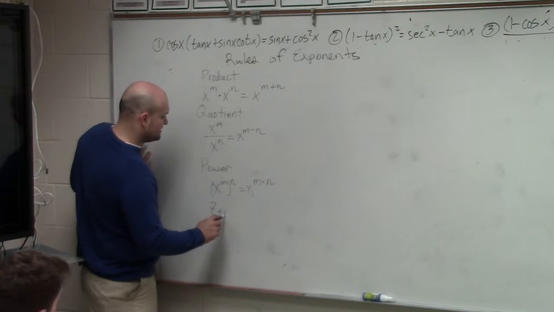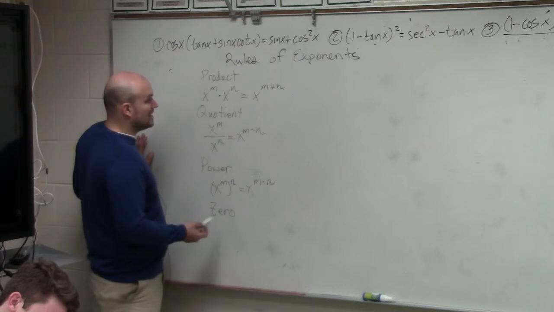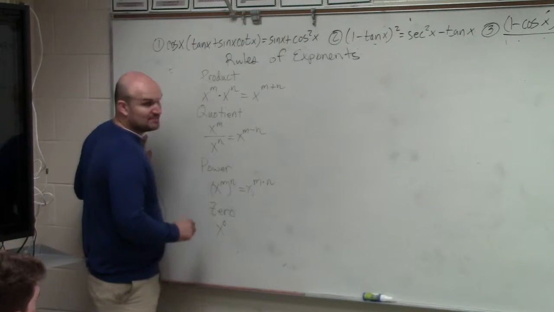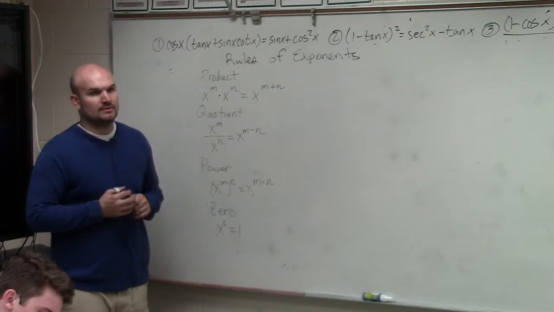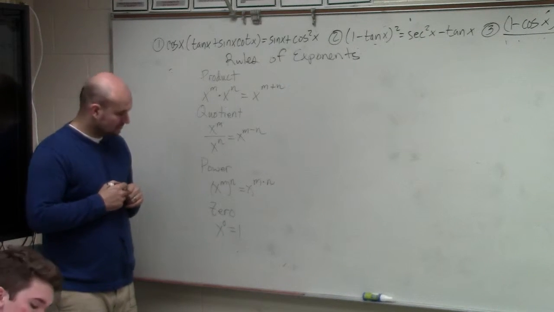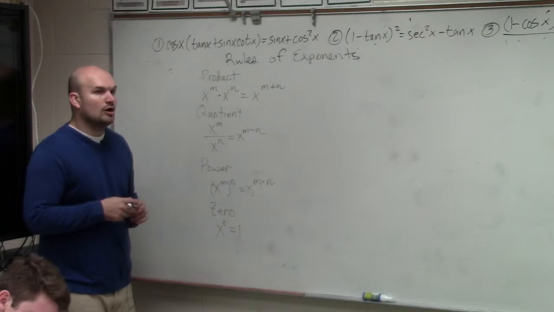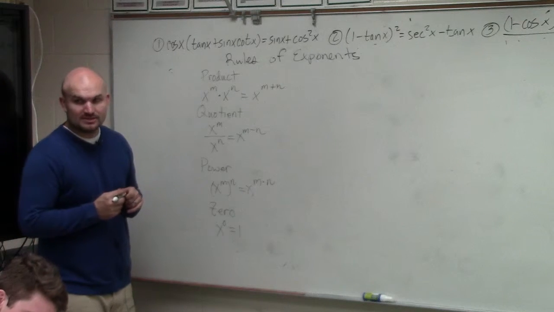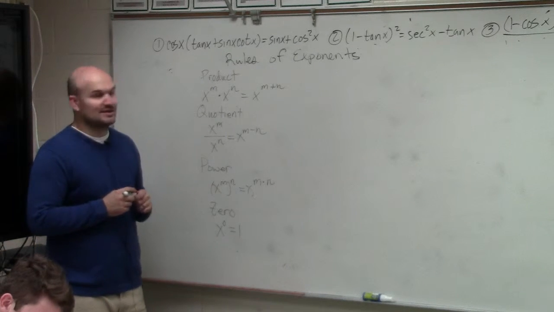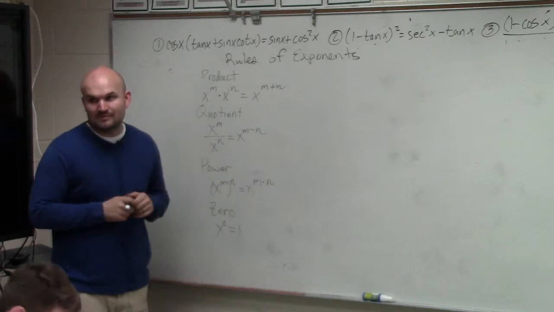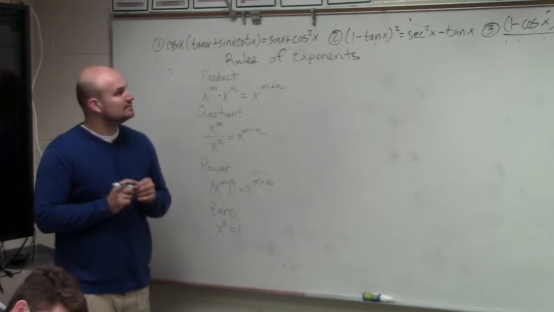The next one is the zero power rule. What the zero exponent rule states is that any base raised to the 0 power is always going to equal 1. Doesn't matter what the number is, what the variable is, it's going to equal 1. I don't have time to explain that right now, but you can just write that down as a rule. This is a review session, so just remember it or write it down.